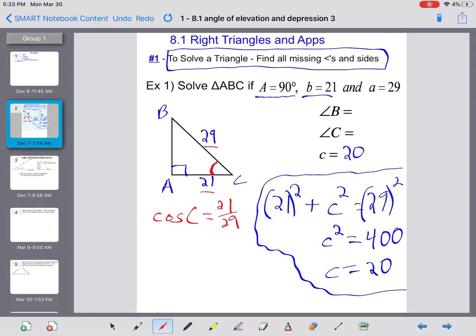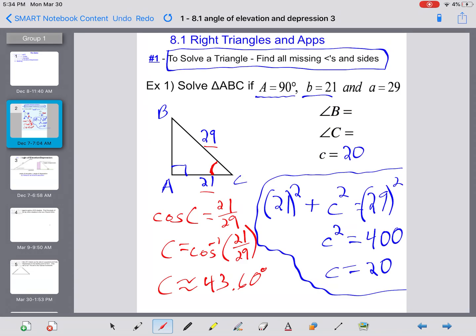And that's the setup. Now there's other options. You could have gone to angle B and set up a sine equation. I would avoid angle A right now because it's just a little confusing. So now that I have cosine of C equals 21 over 29, just like we did in chapter 7, we're going to cosine inverse both sides. So capital C equals the cosine inverse of 21 over 29. Type that into your calculator. One nice thing about this chapter is we're going to be in degrees almost all the time. So if you type that in your calculator, you should get an angle C of approximately 43.60 degrees.